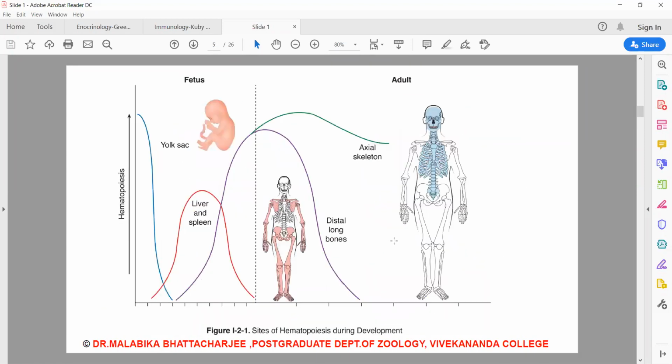Now, if we move on to the next slide, you can see the areas where hematopoiesis occurs throughout our lifetime. At the initial stage, during the development of the zygote, hematopoiesis starts in the yolk sac. Then, in the mother's womb, hematopoiesis is mainly carried out in the liver, and from there the cells migrate into the spleen. As we start maturing, the baby is born, and we gradually move towards adulthood.